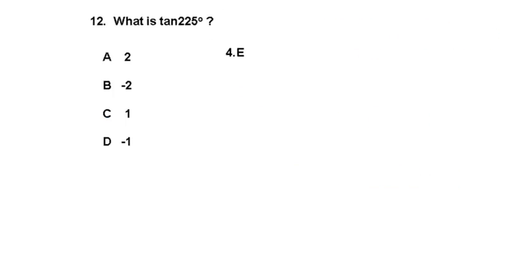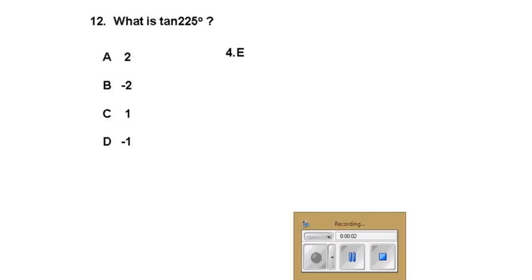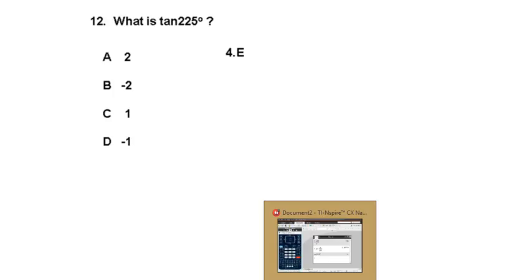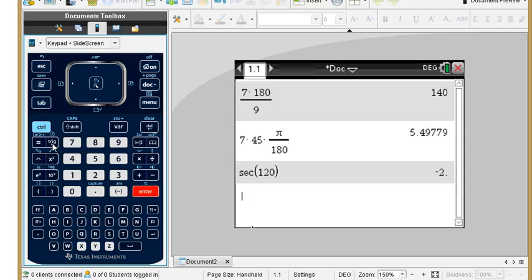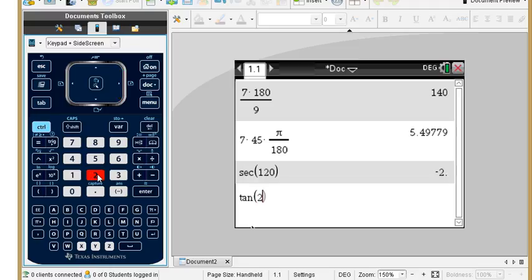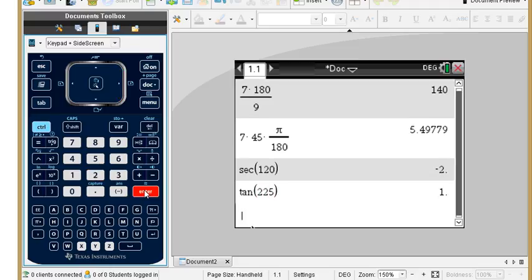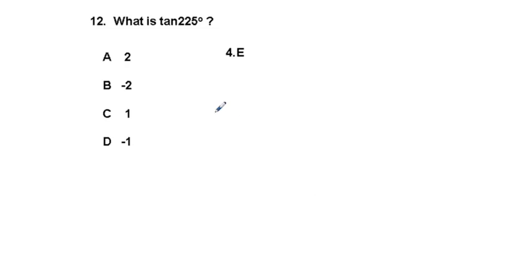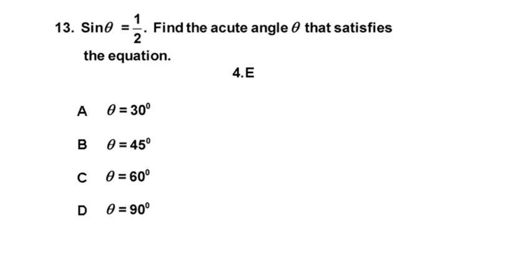What is the tangent of 225 degrees? Now, if your calculator is already in the right mode, this is just, again, an embarrassingly easy problem. We have about 3 or 4 or maybe 5 really easy problems on this test. So we go ahead and put tangent 225 degrees and we get 1. So 1 is our answer, problem 12.